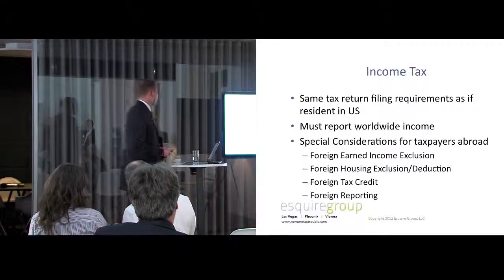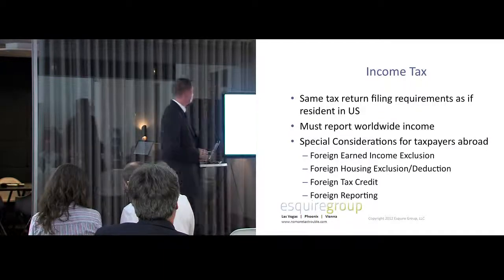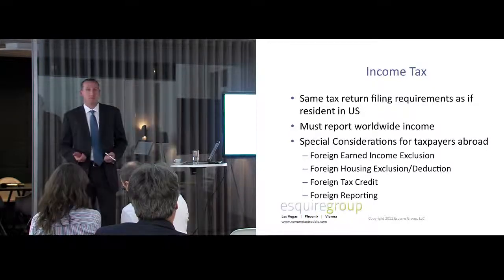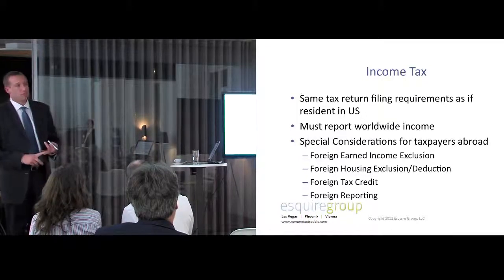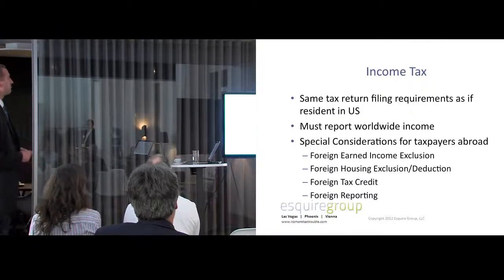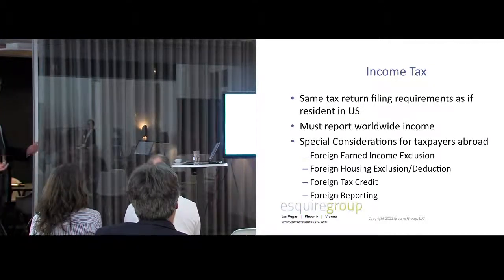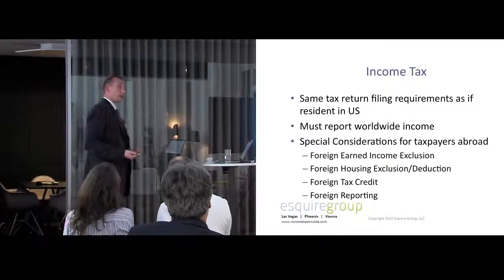So, if you're an American or U.S. resident living abroad, you basically have the same filing requirements as an American. You have to file a tax return. The only difference is your due date is June 15th instead of April 15th. And you don't have to file anything to get that extension. It's automatic. You have to report your worldwide income.